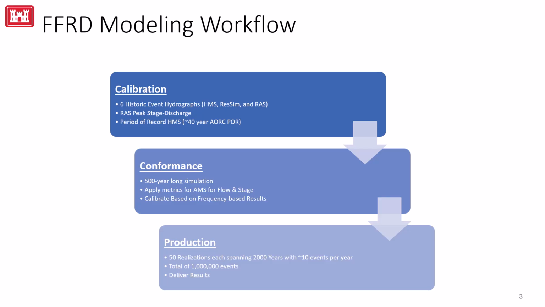And the study finishes in the production phase, which begins after demonstration that models can achieve the standard set in the conformance phase of the project. Within this phase, 50 realizations of 2,000 years, with approximately 10 events per year, are simulated. SST is used to generate the meteorological inputs to the hydrologic model again, and a total of approximately 1 million individual events are simulated in order to generate hazard curves along with uncertainty at all locations of interest.